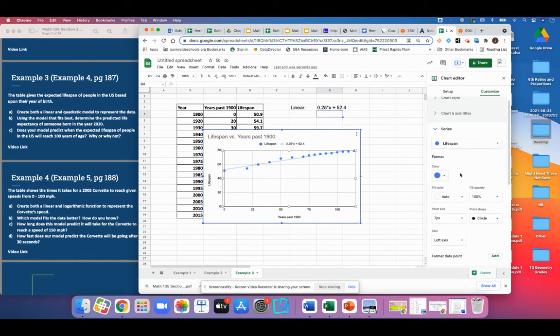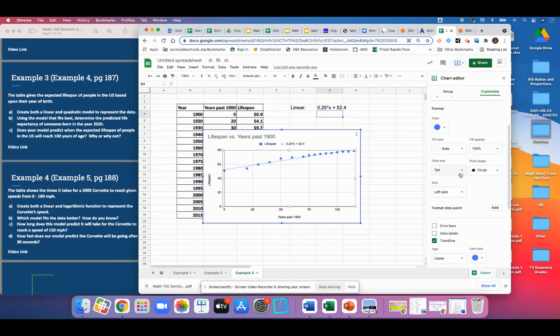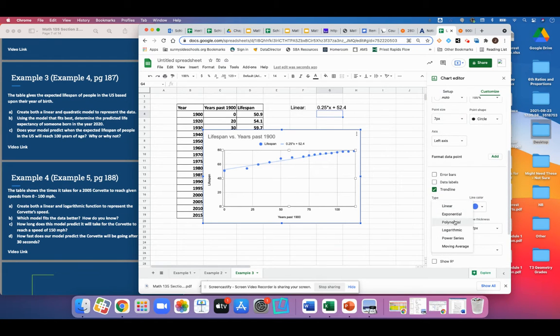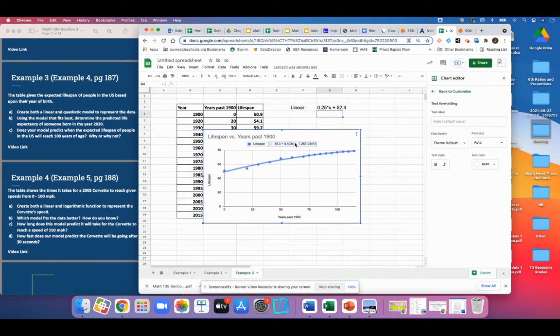So again, to series, and we are asked to do is it quadratic? It is quadratic that we need. So quadratic is a polynomial to the power of 2. And that does look like it fits better. So here's our polynomial to the power of 2, or quadratic equation.